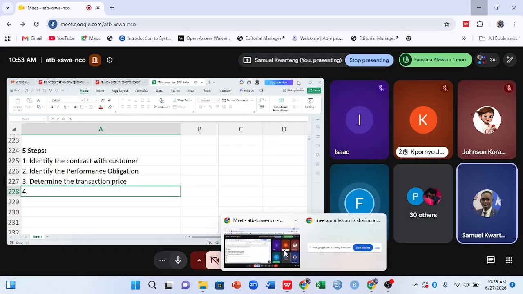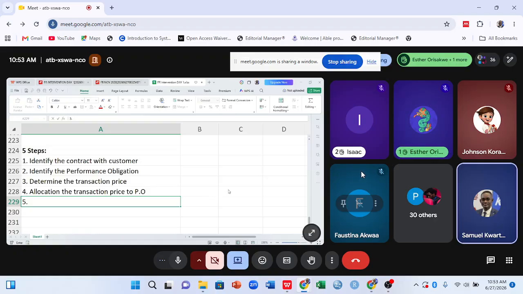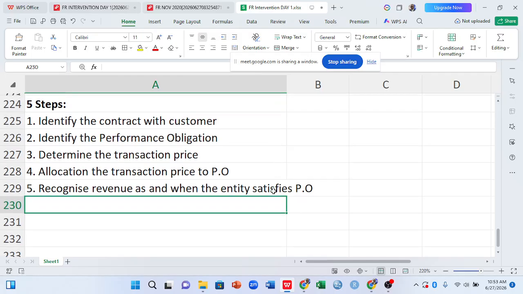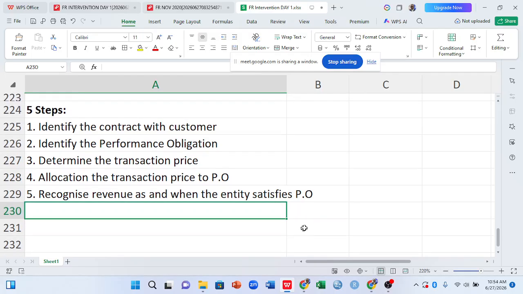Step 5. Esther. Recognize revenue as and when the entity satisfies performance obligation. As and when. Performance obligation. Okay, that's good. So this is the 5 step.